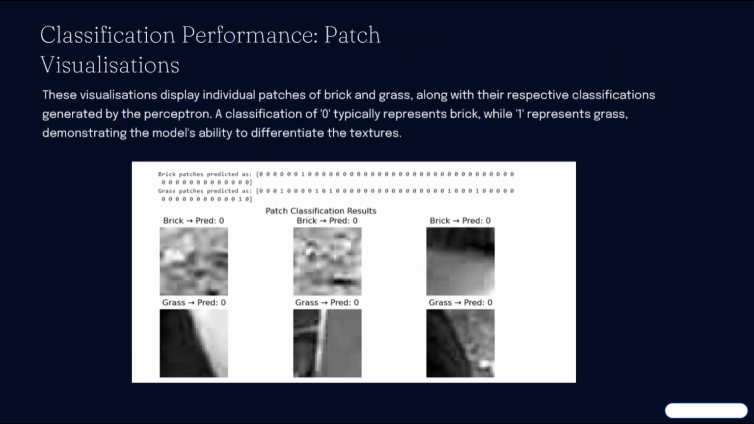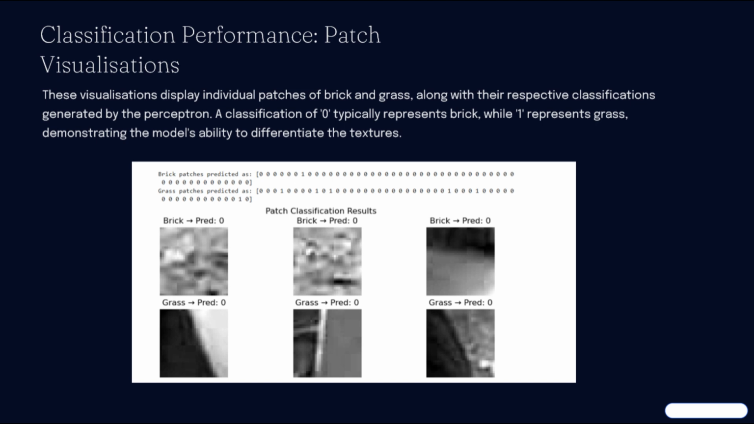This slide shows the classification results for individual texture patches. Each small image represents a 32 by 32 patch taken from the brick or grass textures. The predicted label is shown above each patch, where 0 represents brick and 1 represents grass.